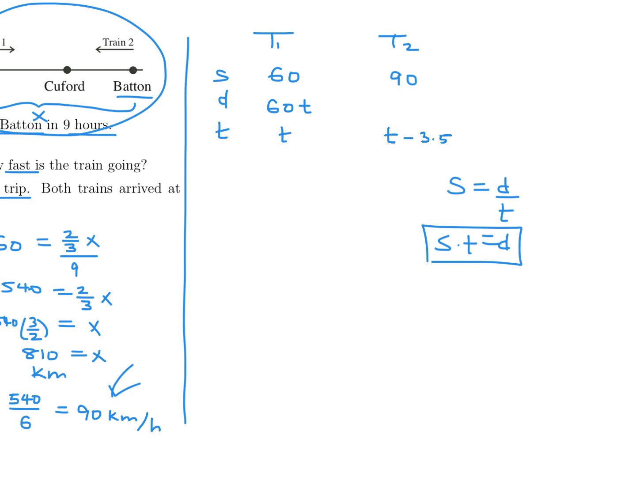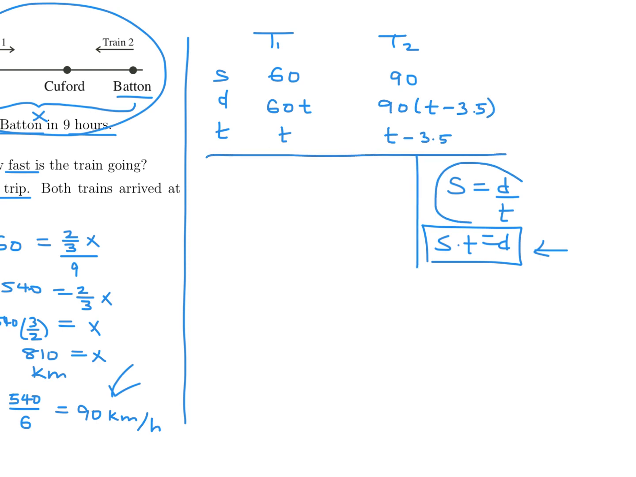And then the distance, using the same formula, distance would be speed times time. So it'd be 90 times t minus 3.5. I'm pretty sure this is the correct setup. Okay, so now we can just move forward with a calculation. And what is the calculation actually?